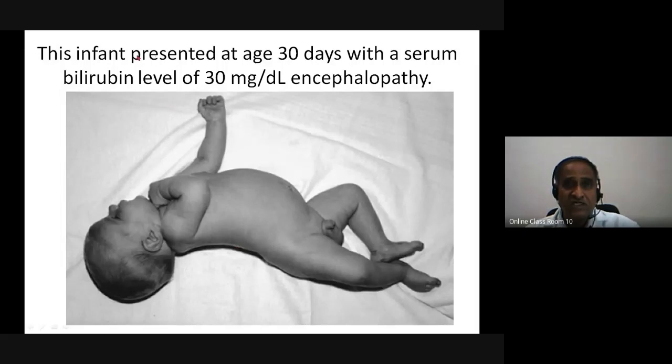And here, this infant presented at the age of 30 days, where the serum bilirubin level is 30 milligram per deciliter, and it has produced encephalopathy. So for that reason, one has to be very careful when children have a very high bilirubin level, as it may produce irreversible basal ganglia abnormalities.